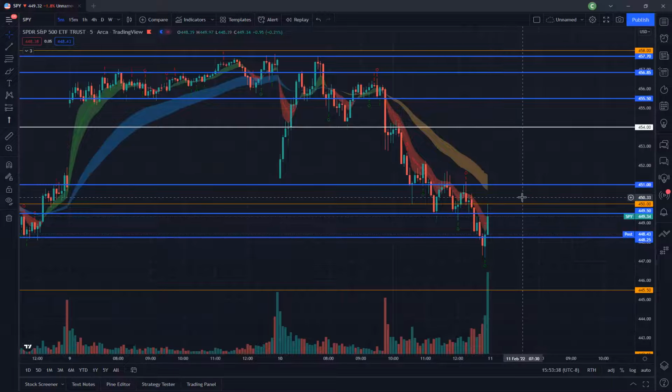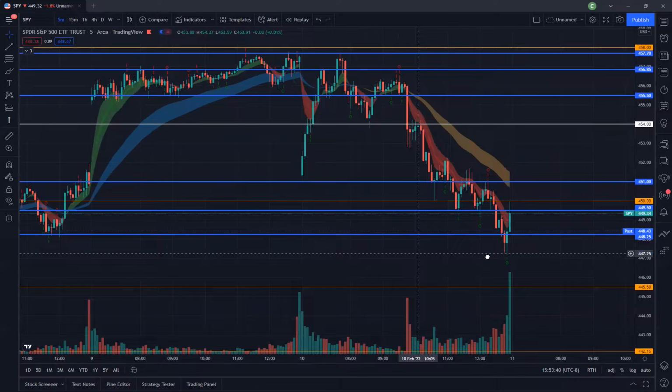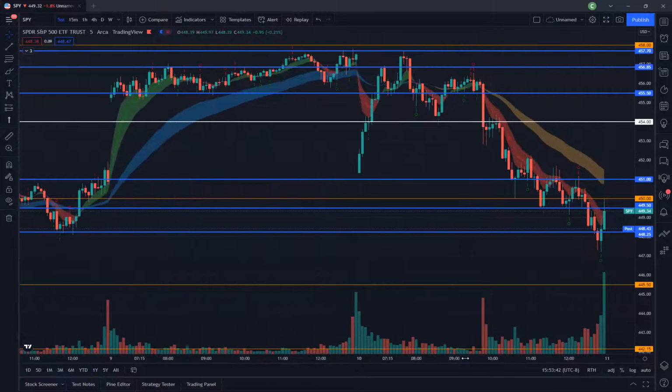So that is the key levels, guys. That is how we are doing key levels. That's how we're looking at it.